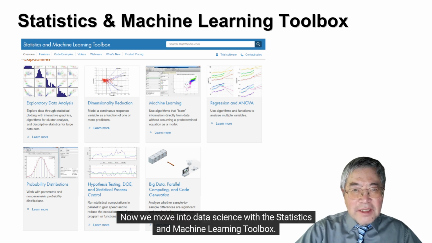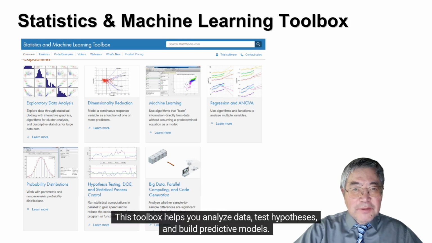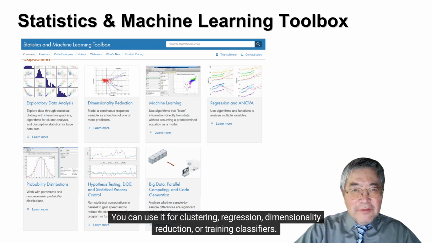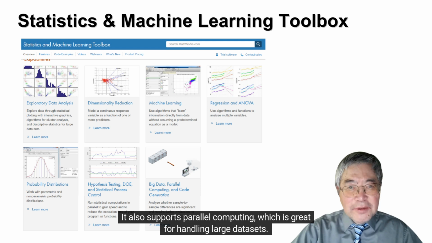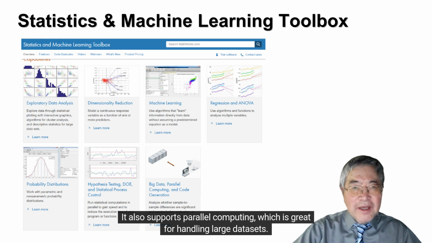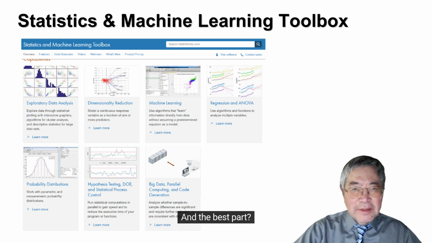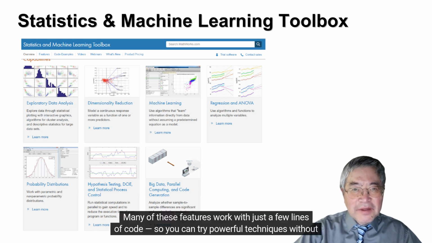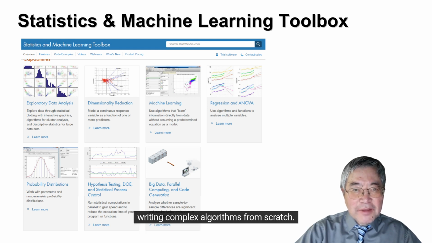Now we move into data science with the Statistics and Machine Learning Toolbox. This toolbox helps you analyze data, test hypotheses, and build predictive models. You can use it for clustering, regression, dimensionality reduction, or training classifiers. It also supports parallel computing, which is great for handling large datasets. And the best part? Many of these features work with just a few lines of code, so you can try powerful techniques without writing complex algorithms from scratch.